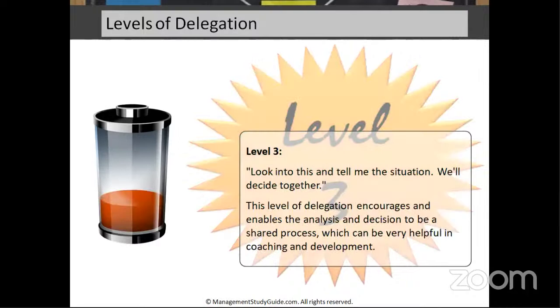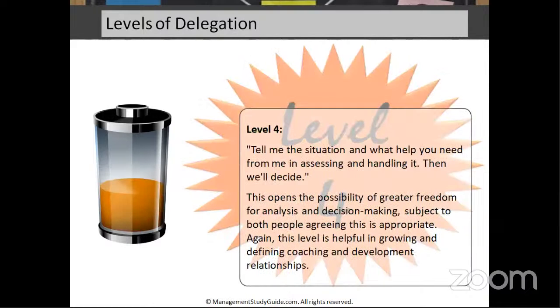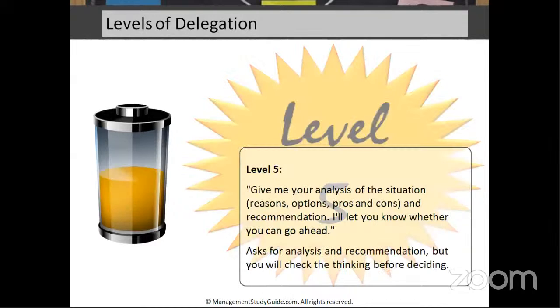Level 3: look into this and tell me the situation. We will decide together. This level of delegation encourages and shares the analysis and decision to be a shared process, which can be very helpful in coaching and development. Level 4: tell me the situation and what help you need from me in assessing and handling it. Then we will decide. This opens the possibility of greater freedom for analysis and decision making, subject to both people agreeing this is appropriate. Again, this level is helpful in growing and defining coaching and development relationships.